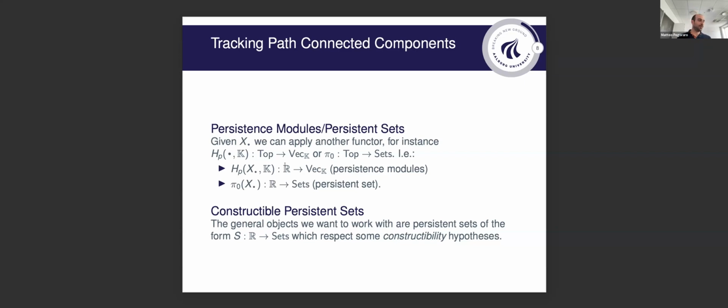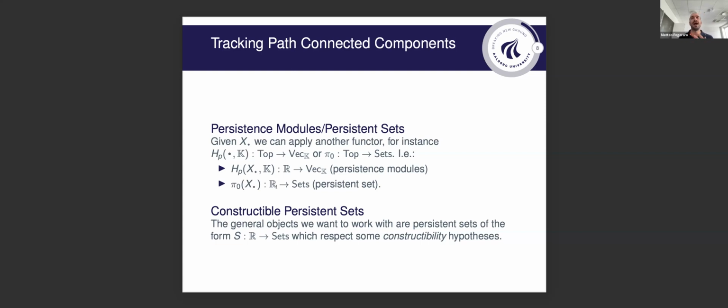However, today we're going to be focusing on another kind of objects, which, instead of applying the simplicial homology functor, work with the functor of path-connected components, which is this π0 functor. In this way, we obtain a functor that goes from real numbers to sets, and usually these objects are called persistent sets.